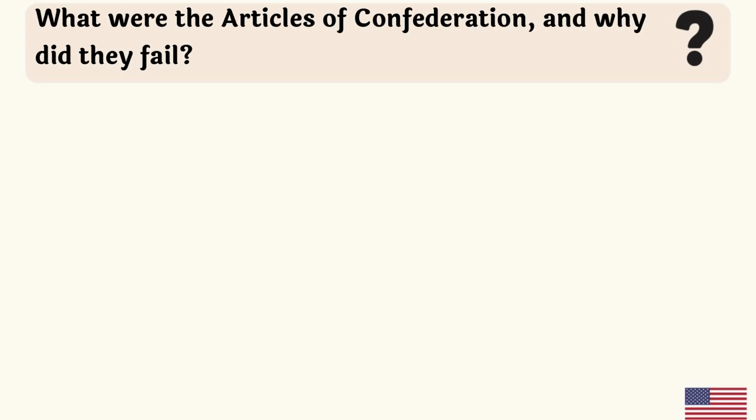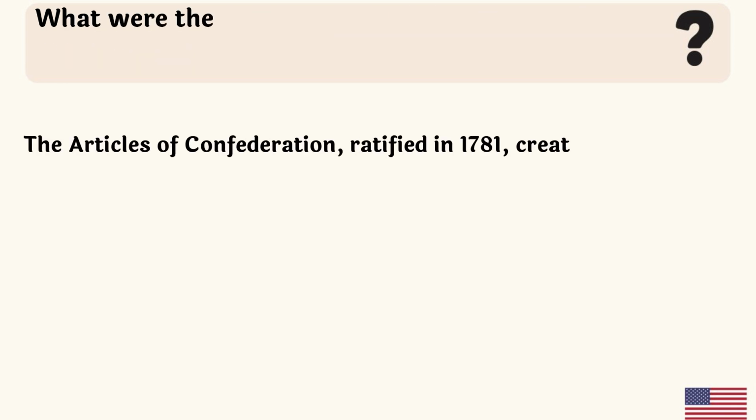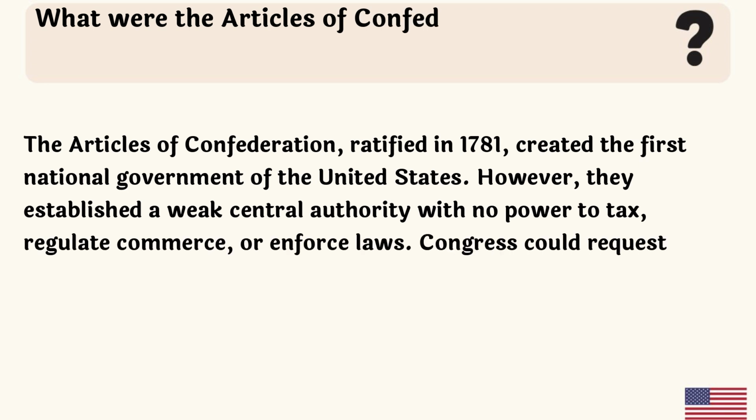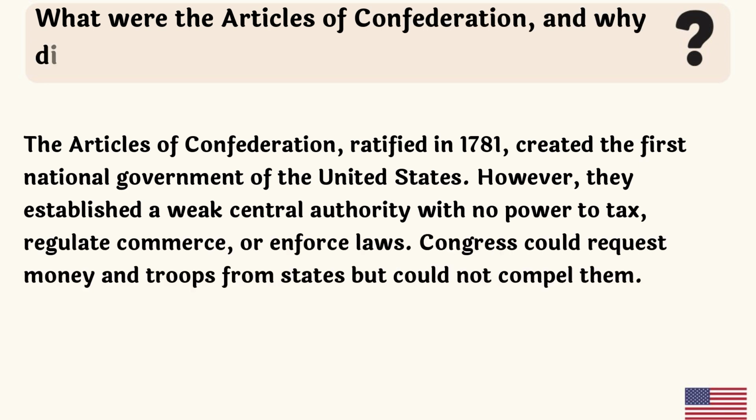What were the Articles of Confederation and why did they fail? The Articles of Confederation, ratified in 1781, created the first national government of the United States. However, they established a weak central authority with no power to tax, regulate commerce, or enforce laws. Congress could request money and troops from states, but could not compel them.